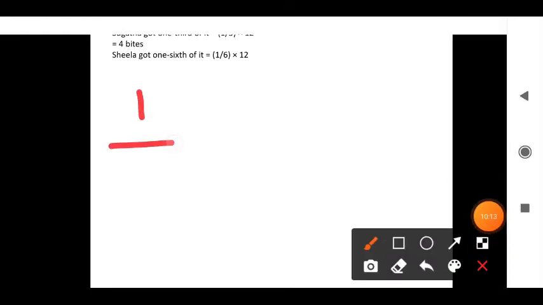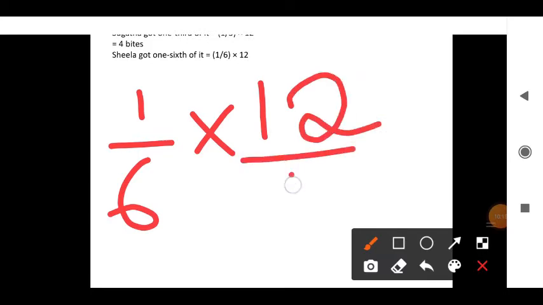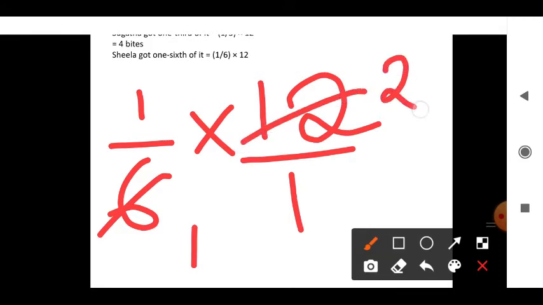Sheila got 1/6 part. For Sheila she gave 1/6 part. So 1/6 multiplied with 12. You can write it as 12 by 1 also. So 6 ones are 6. How many times will 12 divide by 6? See, always see this, 6 twos are 12.